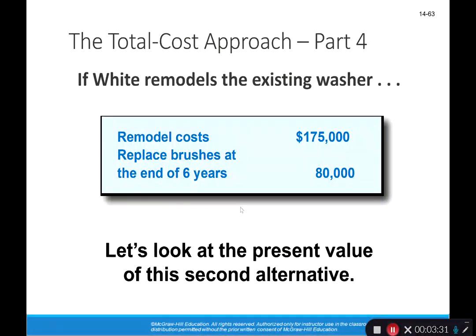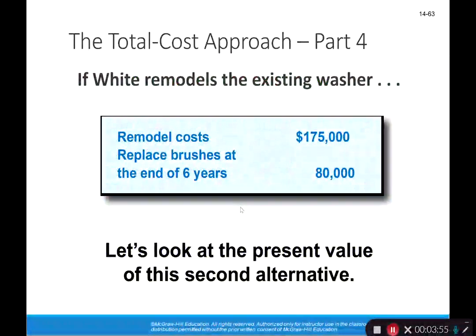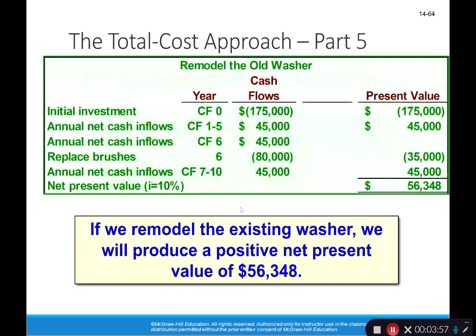For the old washer, if we remodel it, it costs $175,000, and we're going to have to replace the brushes at the end of 6 years. So looking at our cash flow 0 would be $175,000 outflow. Then we'll get only $45,000 as our profit each year for 1 to 5. Year 6, we're going to get that 45, but we also have to replace brushes for a cost of $80,000. That was listed in this slide here. And then that gives us a net outflow in year 6 of $35,000.